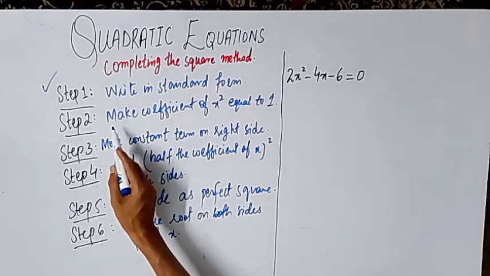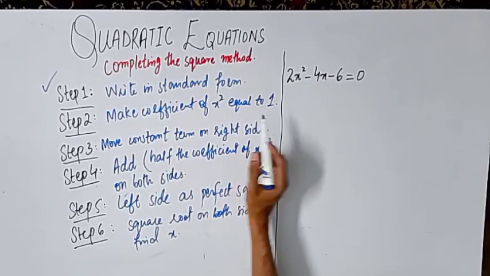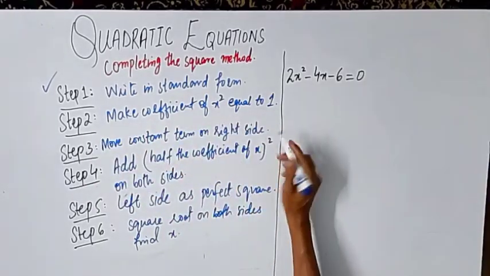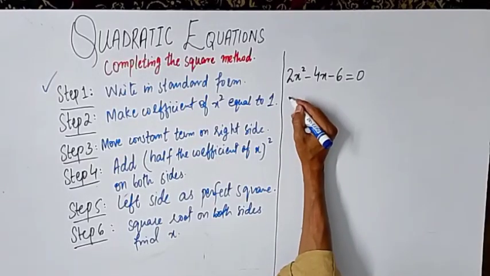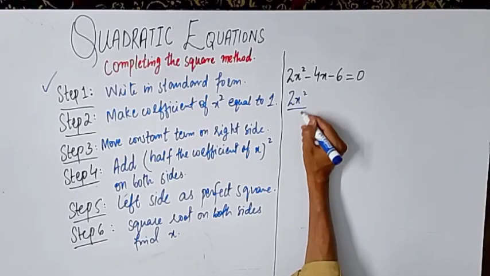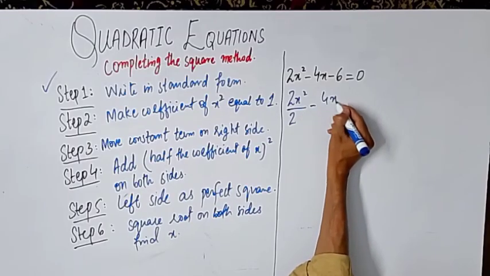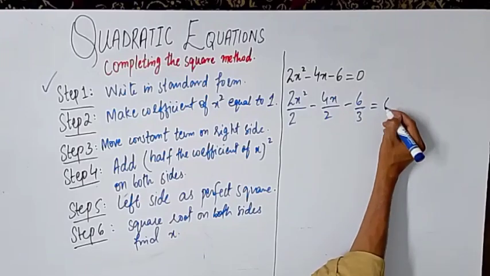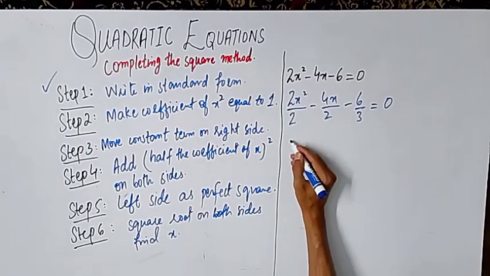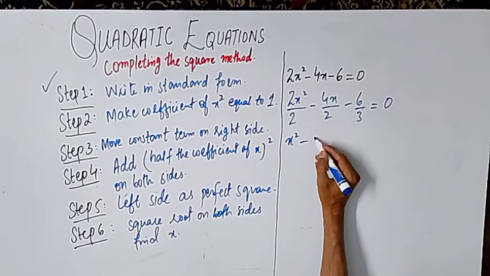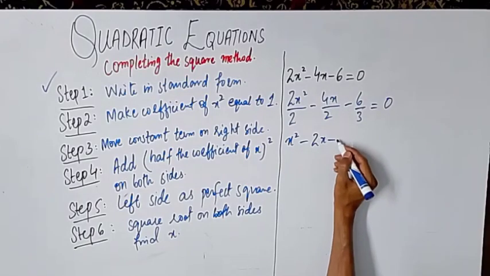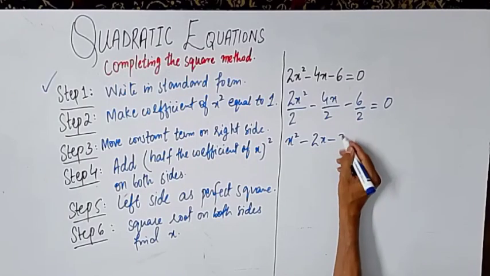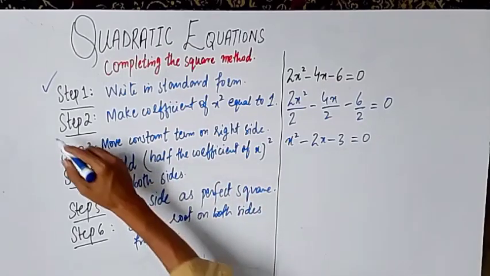Now the next step says make the coefficient of x square equal to 1. If it is already only x square written over here, then it is already done, but it is not. So we need to divide our equation by 2. Dividing the equation by 2 means that all the terms will be divided by 2, and you know 0 upon 2 is 0. So it will become x square minus 2x minus 3 equals 0. Step number 2 done.